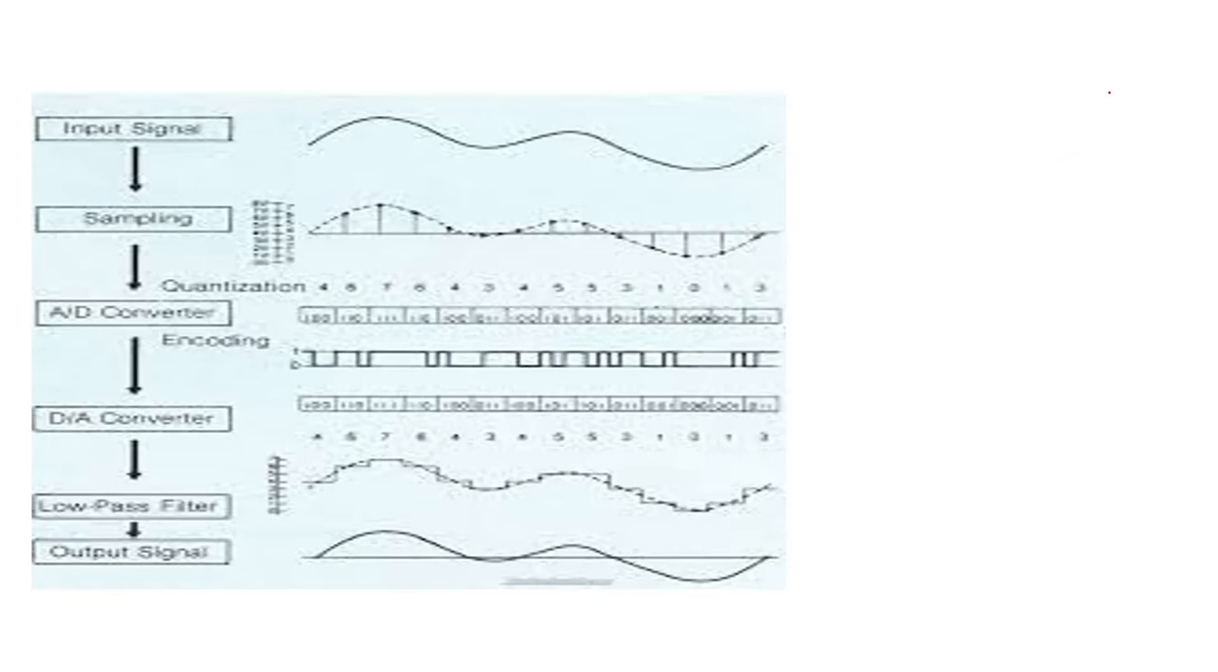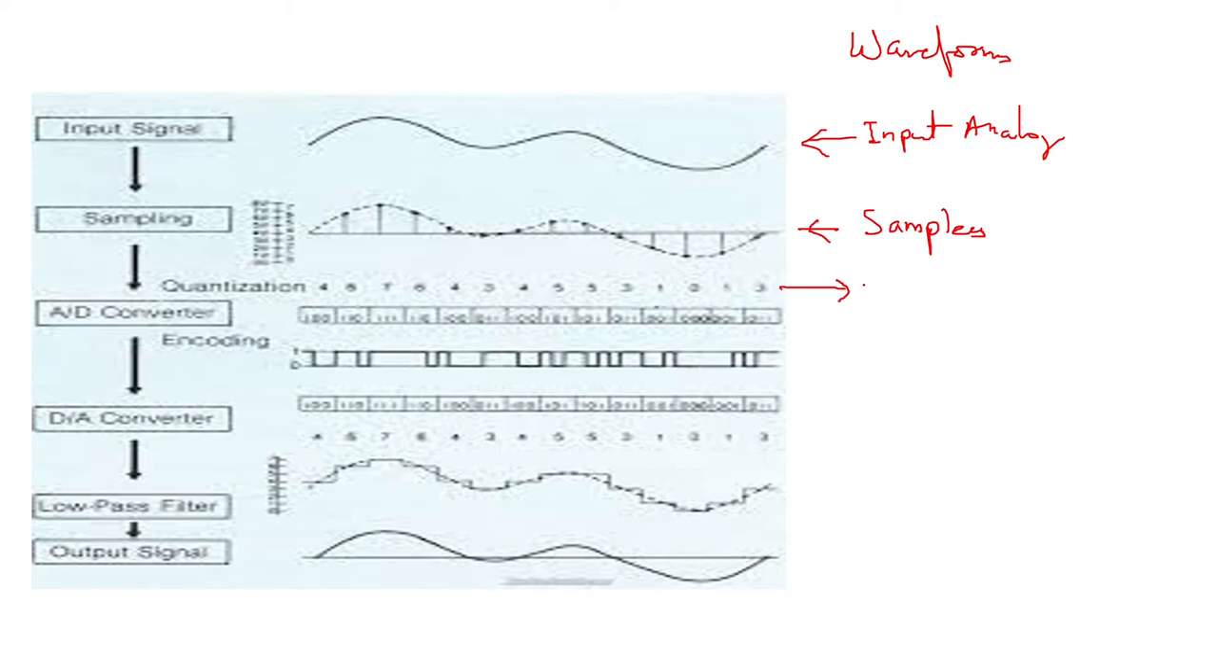Then again, in the end, if you just look over the waveforms shown here, the first waveform is your analog signal. This is your input analog signal. Then the second waveform will be your samples, the samples you have made. Then the third, you are giving values like 4 volt, 2 volt, 1 volt, 2 volt, 4 volt for the samples which were there. These were your samples.